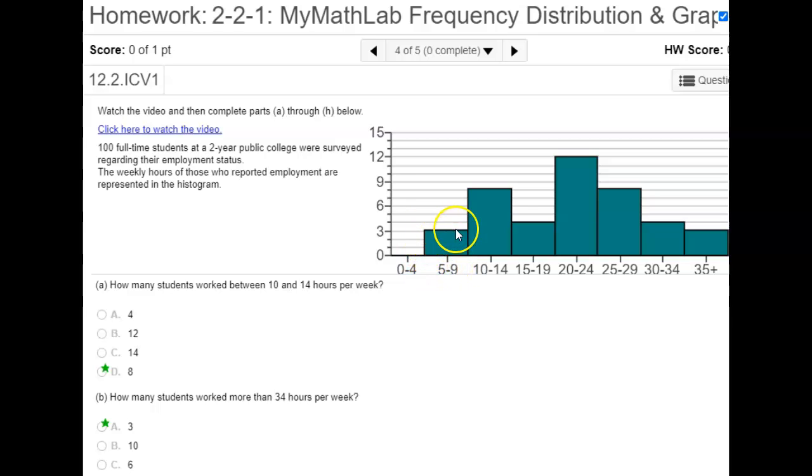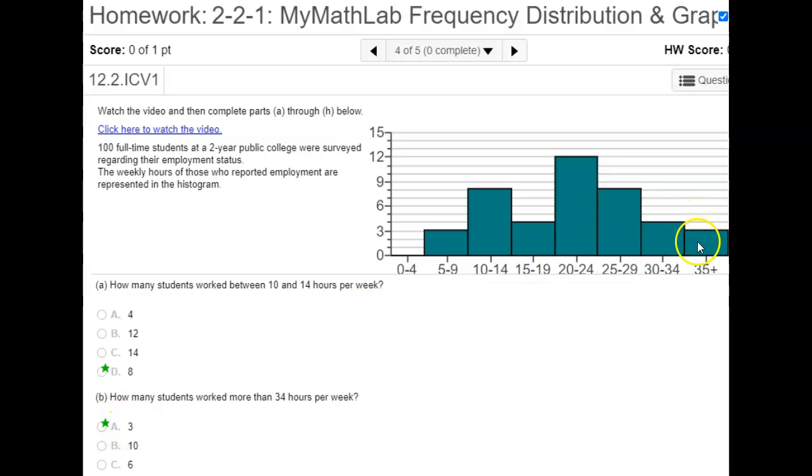So you can see between the range of 5 to 9 hours of weekly work, there's 3 students who fall within that group. So this question between 10 and 14, we just need to see how high the bar is, and it looks like it's at 8. So there's 8 students who work between 10 and 14 hours per week. How many students worked more than 34 hours? Well, that's actually just going to be just this one bar here for the 35 plus, and we can see that it has a height of 3, it looks like.